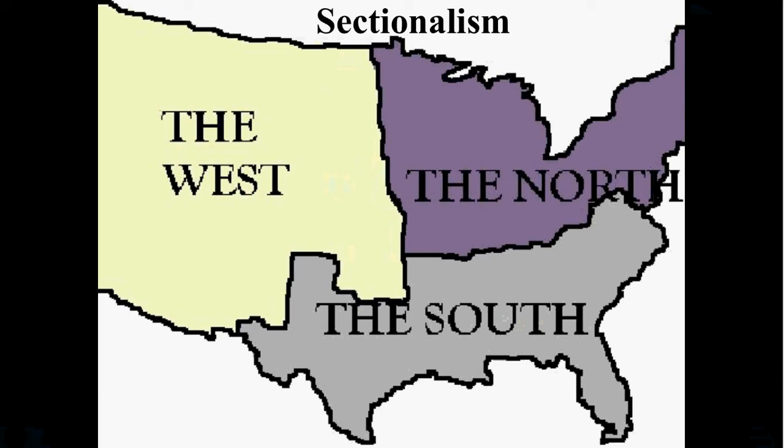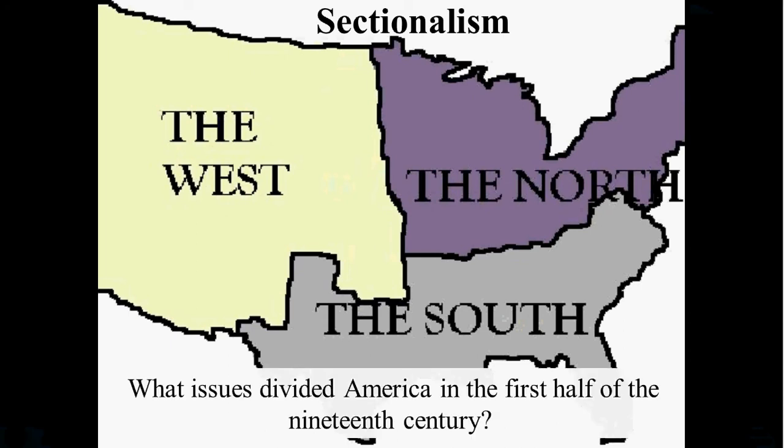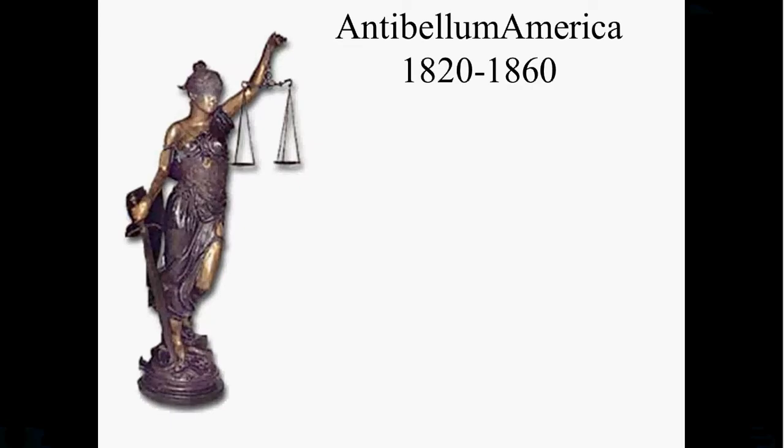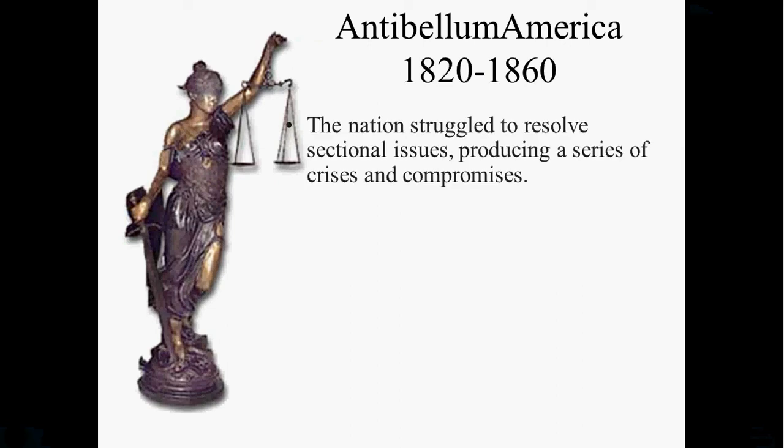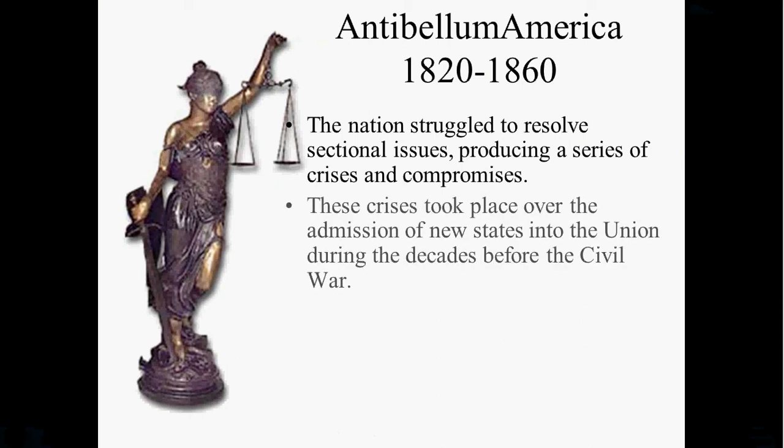Alright, today's sectionalism, the North and the South, and of course the West. First thing, what issues divided America in the first half of the 19th century? Antebellum America, this word antebellum, ante means before, bellum means war, like bellicose means to be warlike. So before the war, 1820 to 1860, you know what war we're talking about, the Civil War. Nations struggled to resolve sectional issues, producing a series of crises and compromises. What you need to remember is we had to compromise to stay together, and eventually it fails and there's war.